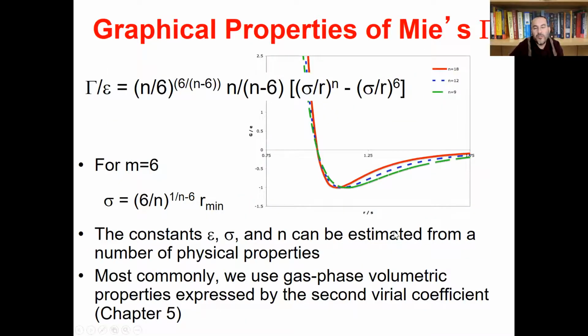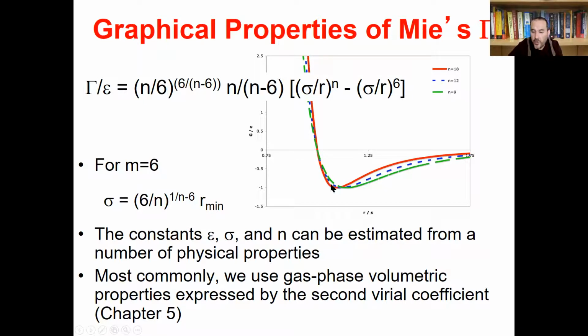So the characteristics of the Mie potential: this is the Mie potential. We're going to set the power for the attractive part, which is m, to 6, and we're going to play with n. We'll set it to 9, 12, and 18. What you can see is that if n is larger, then the initial part of this potential is steeper.